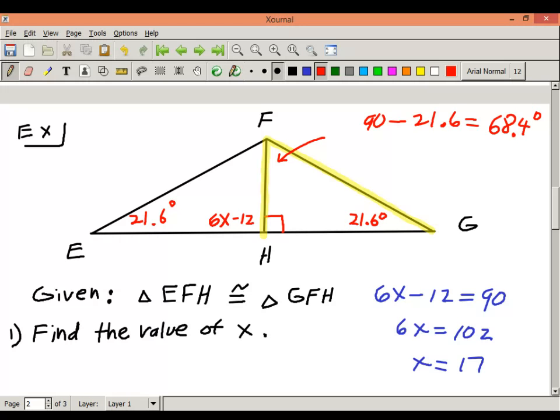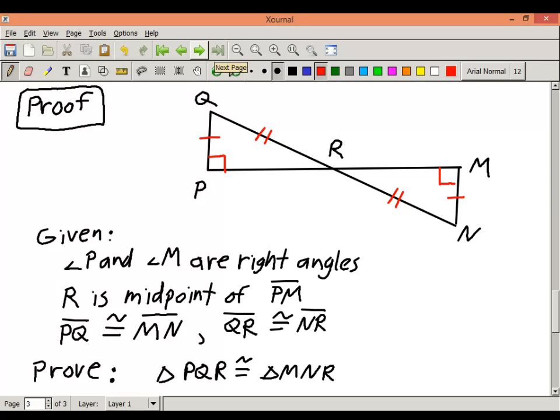Okay, we have one more problem to do in this video, and this one's actually going to be a proof. I know that's what you were looking forward to. So here's a diagram. All proofs have to have a diagram and have to have a given information and then what you're trying to prove. I'm not going to do a two-column proof. I'm just going to walk you through this, and we'll understand it that way.